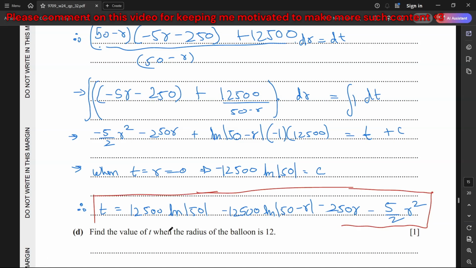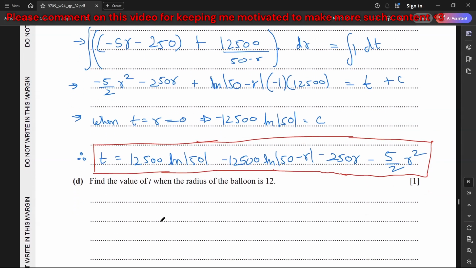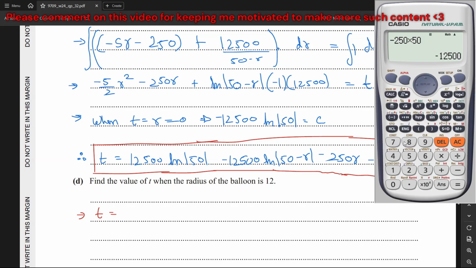I hope there are no errors over here. In case there are errors, I'll just have an edit and show it to you over here. And now part D is pretty straightforward, okay? I'm just going to put the value of r as 12 and get the value of t directly from my calculator. I'm going to open my calculator and get the answers very quickly.